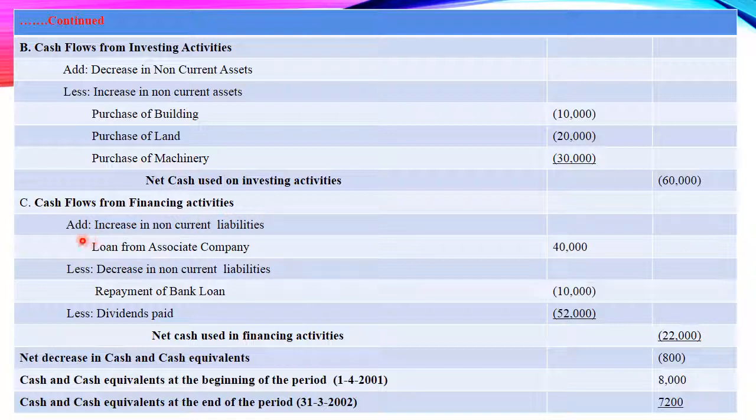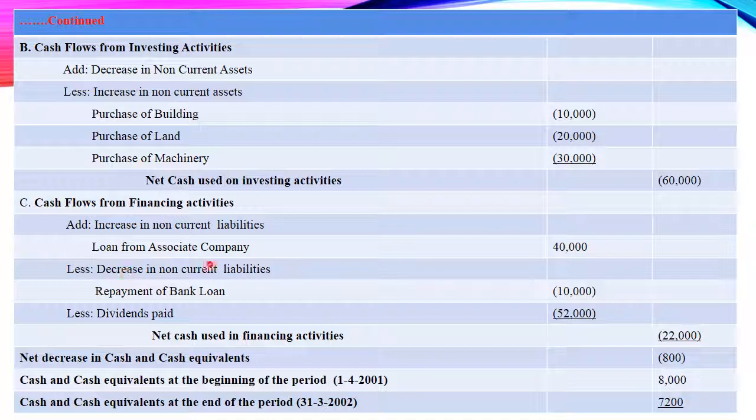Here you're supposed to add any increase in non-current liabilities. Why do we add increase in non-current liabilities? Like we said, non-current liabilities include long-term loans. When the loans increase, it means that the company has acquired more loan, and when you acquire more loan, it means that you have acquired more cash, and that's why we are adding it here. Now if you look at that, we have a loan from associate company which has been acquired in the second period, and that is 40,000. That's why we are adding it here. It has increased our cash.